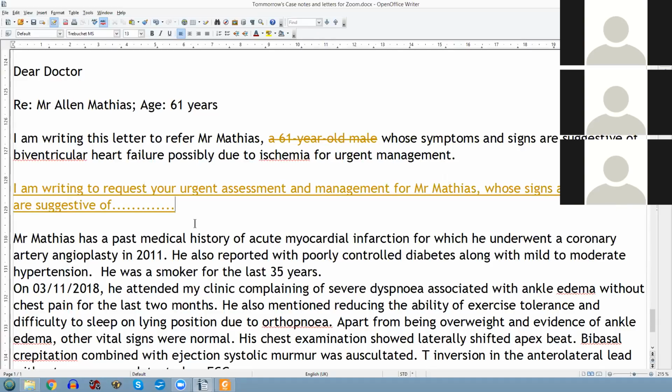Okay, so that's how I would do it, right? That's how I would do it. We don't need to put the age down, because we can read. He's a man, unless he's a trans, which I doubt, but you never know. He's a man. He's got a man's name, 61. Okay, we don't have to say anything else. I'm writing to request your urgent assessment and management. It can either be of or for. Yeah, I think of Mr. Matias, whose signs and symptoms are suggestive of, etc. Yeah, so that's how I would do that.